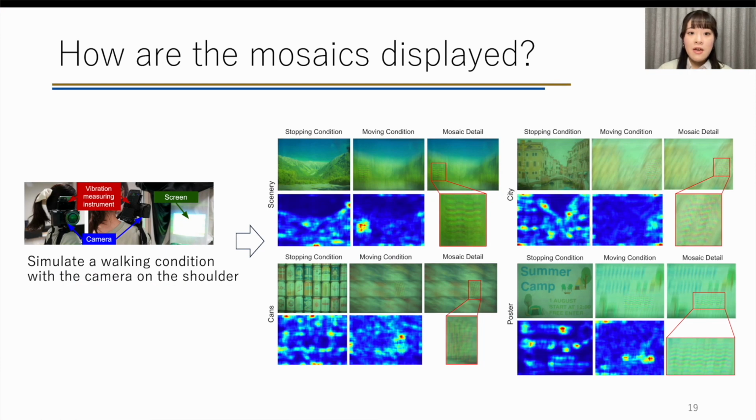Secondly, I'll show the evaluation result of how the mosaics are displayed in the experimental environment. As shown in these figures, the images remain similar to the original image in stopping conditions, whereas mosaic patterns are visible in moving conditions. The saliency around the mosaic patterns is enhanced.